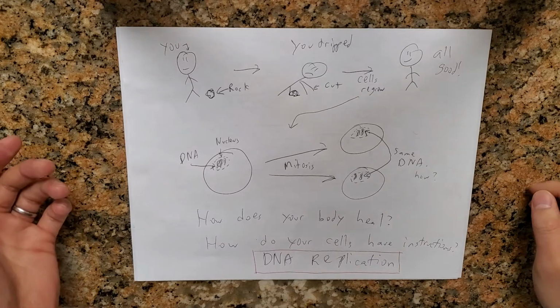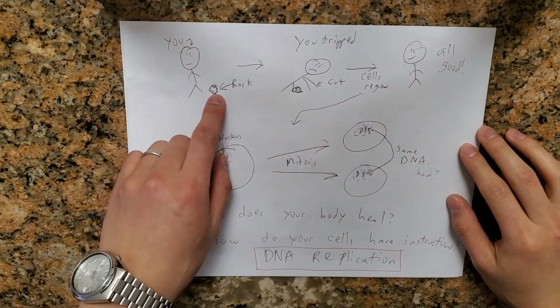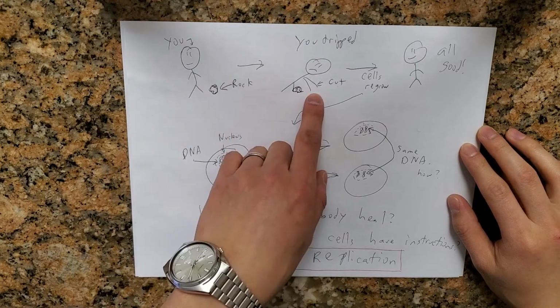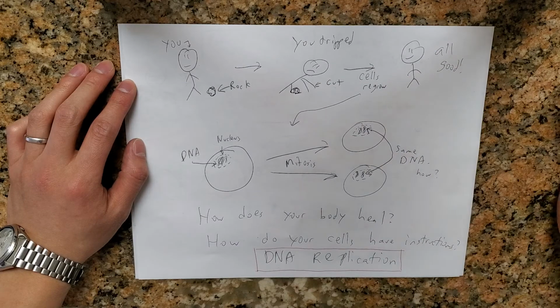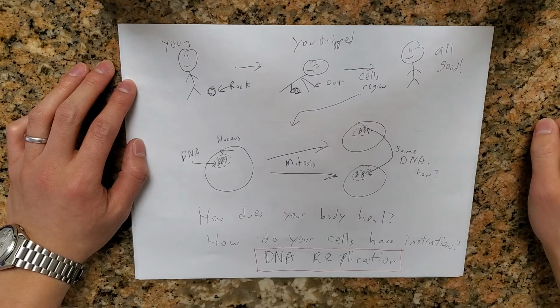At some point in your life, this might have been you, and this might have been a rock, and then you might have tripped over the rock. And then if you get a small cut, you heal and everything's good again. So how come you're able to heal?